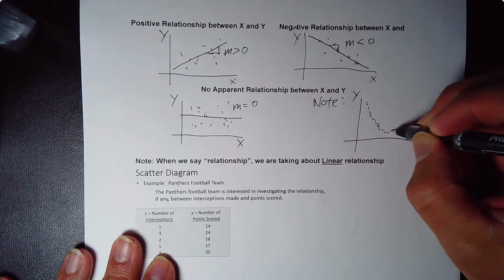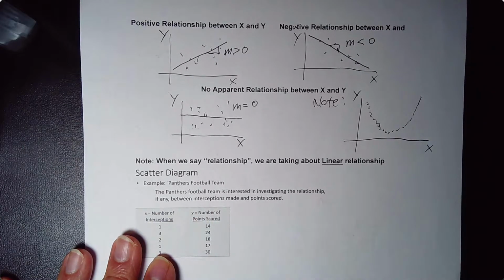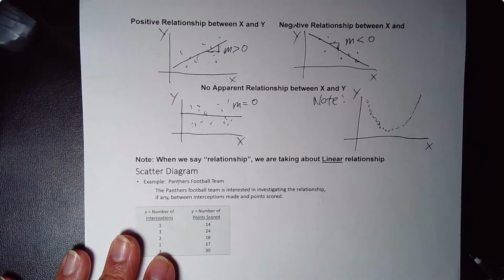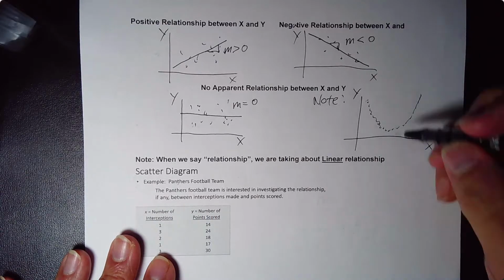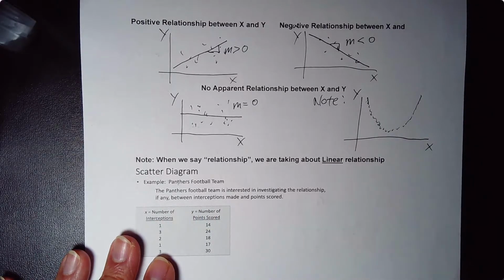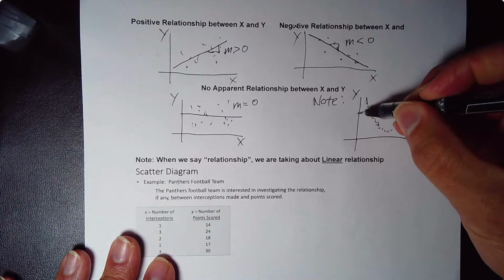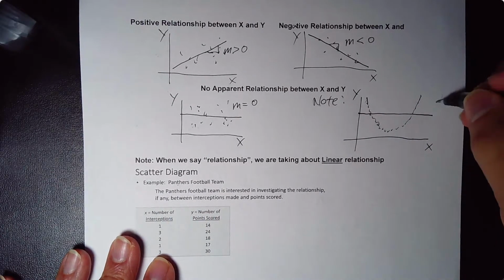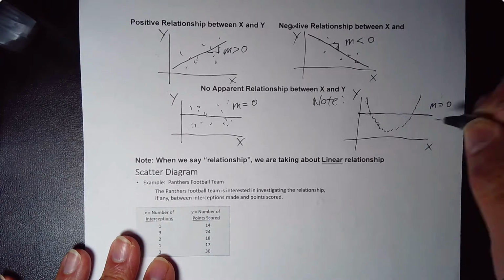The scatter diagram looks like so. Now clearly there's a relationship. Remember your algebra, we call that a quadratic equation. Clearly there is a relationship there. However, if you were to draw a trend line for that scatter diagram, then the trend line will be flat. Then it would appear that there is no relationship.